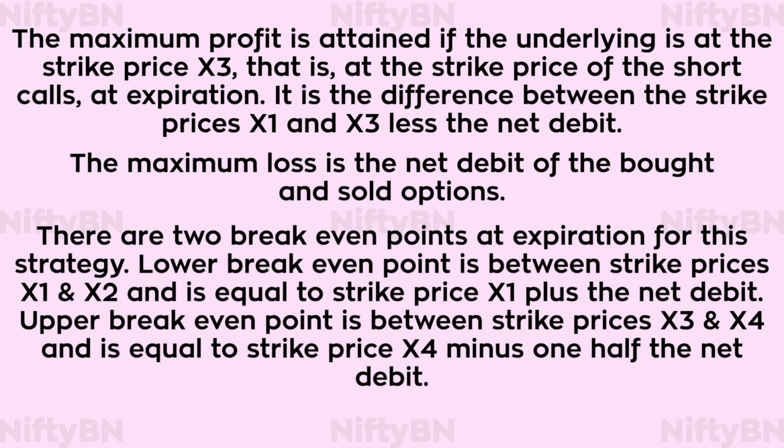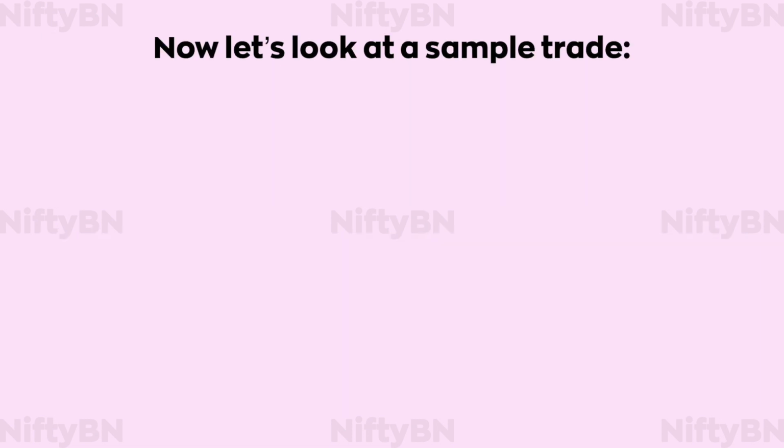There are two break-even points at expiration for this strategy. Lower break-even point is between strike prices x1 and x2 and is equal to the strike price x1 plus the net debit. Upper break-even point is between strike prices x3 and x4 and is equal to strike price x4 minus 1 half the net debit. Now let's look at a sample trade.